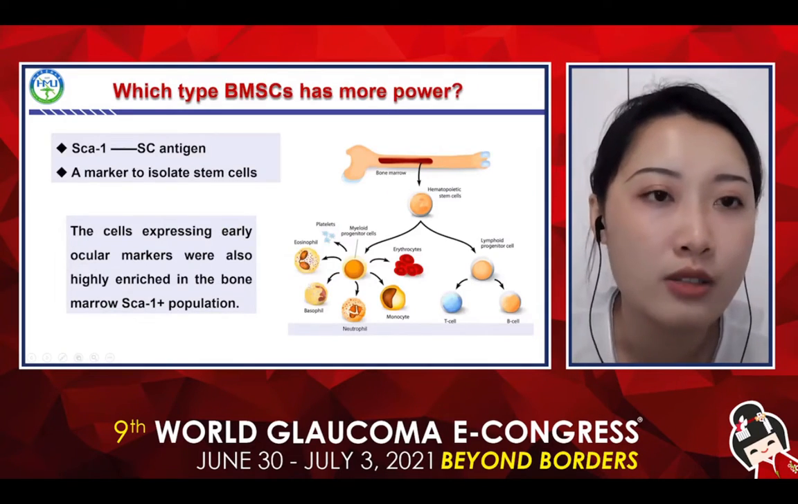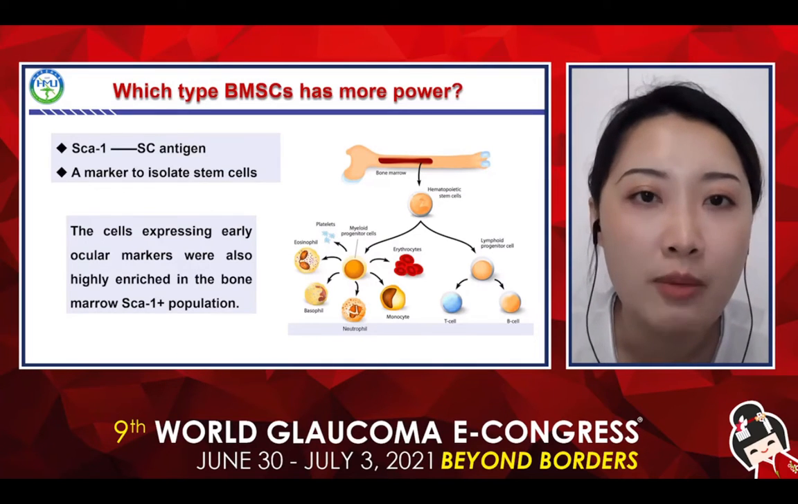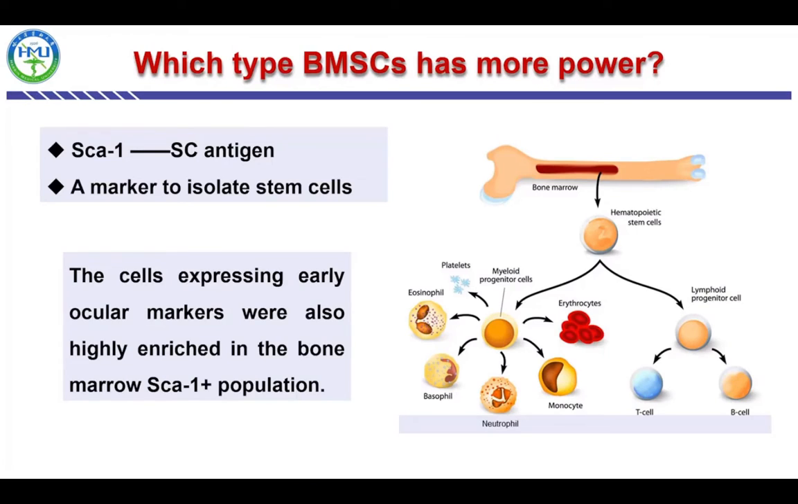Now the question still remains: which type of bone marrow stem cells has more power? Sca1 has been widely used as a marker to isolate stem cells, and cells expressing early ocular markers were also highly enriched in the bone marrow Sca1 positive population.